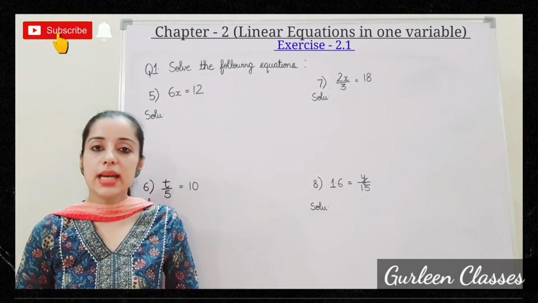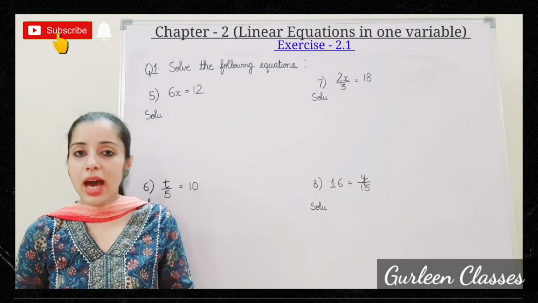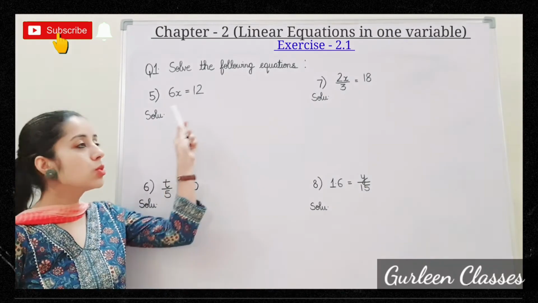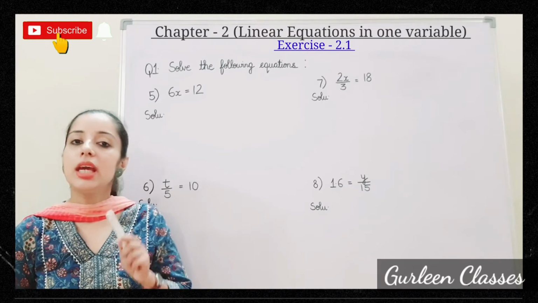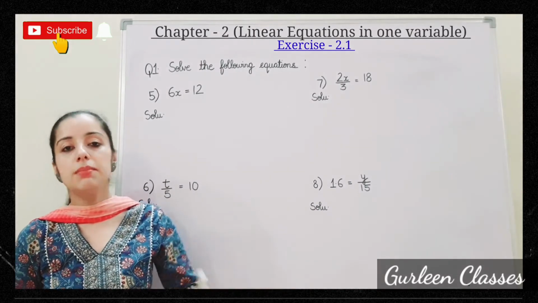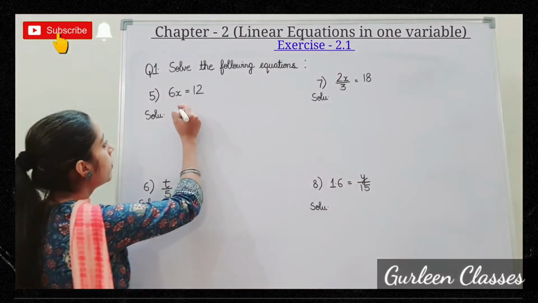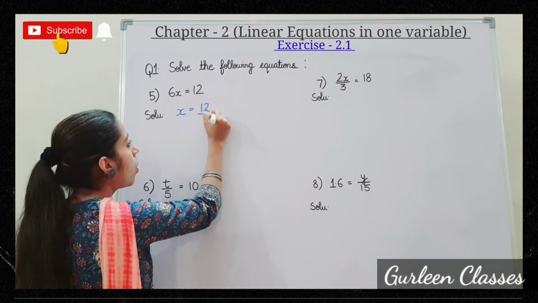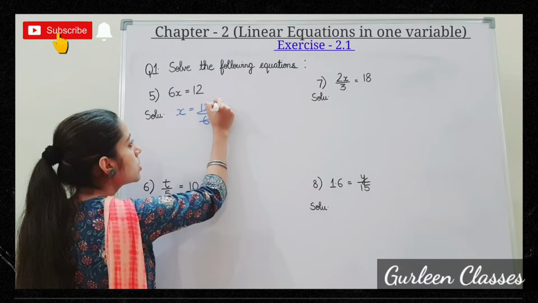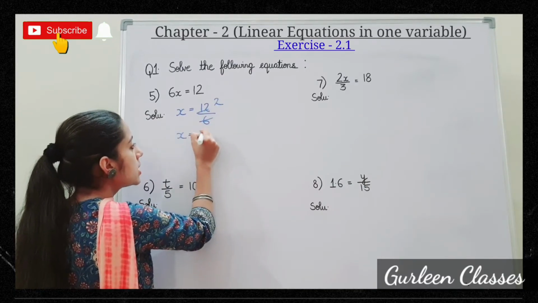Fifth part, 6x is equal to 12. We have to transpose 6 to the right side. Whenever we have left side multiply, if multiply goes to the right, it becomes divide. So right here, x is equal to 12 upon 6. 6 2s are 12. The value of x is 2.